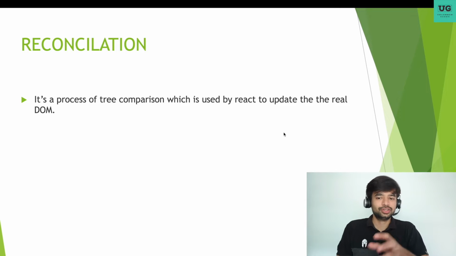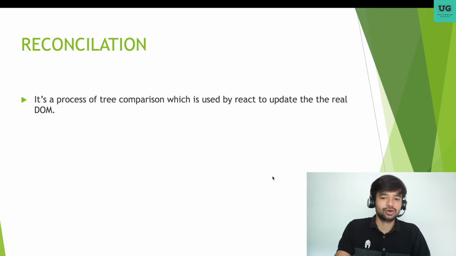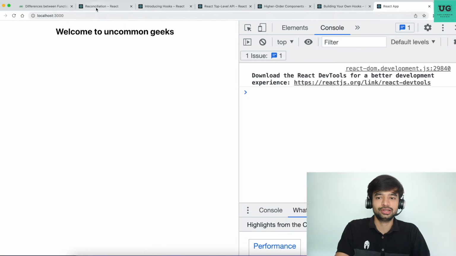So the reconciliation definition goes like this. It's a process of tree comparison which is used by React to update the real DOM. In very simple words I have written here. So let's go and see what the official information says.